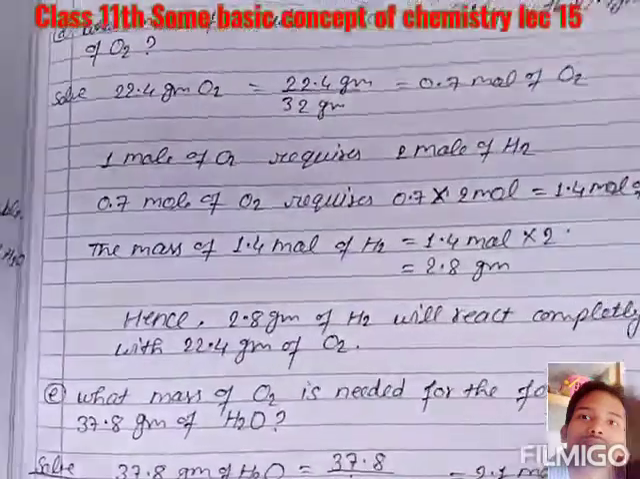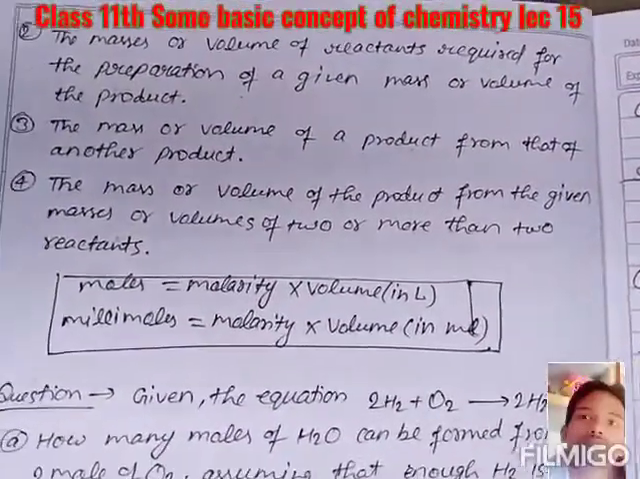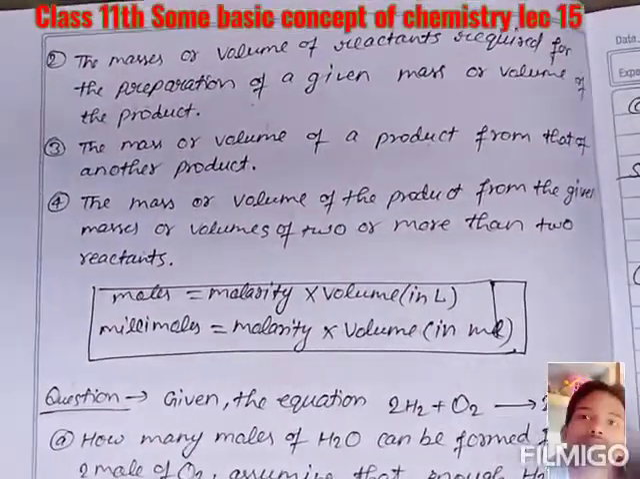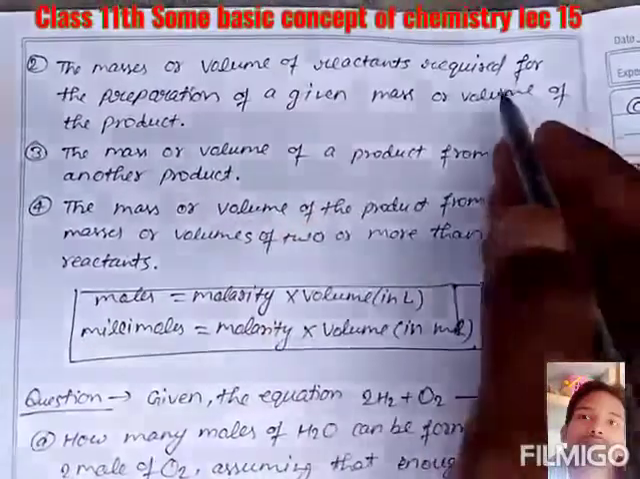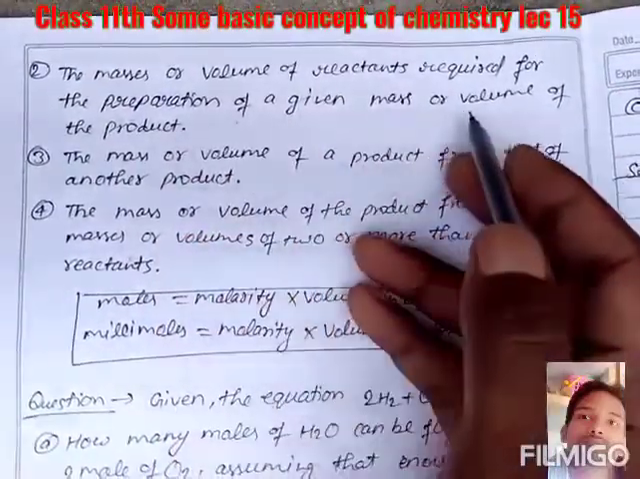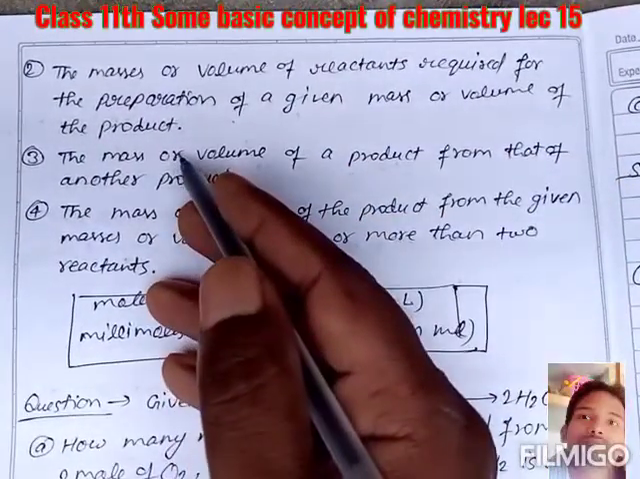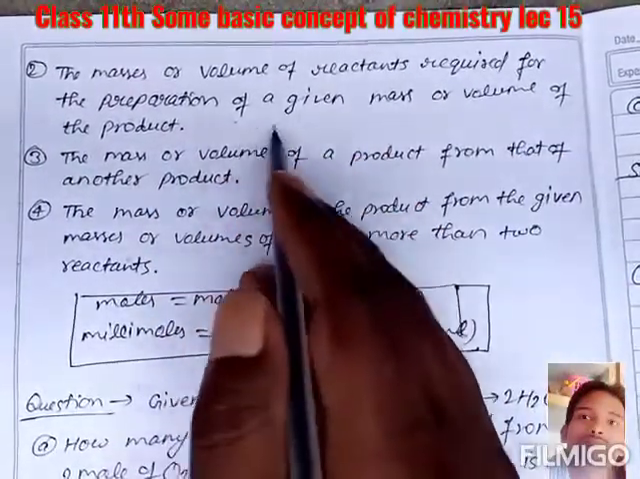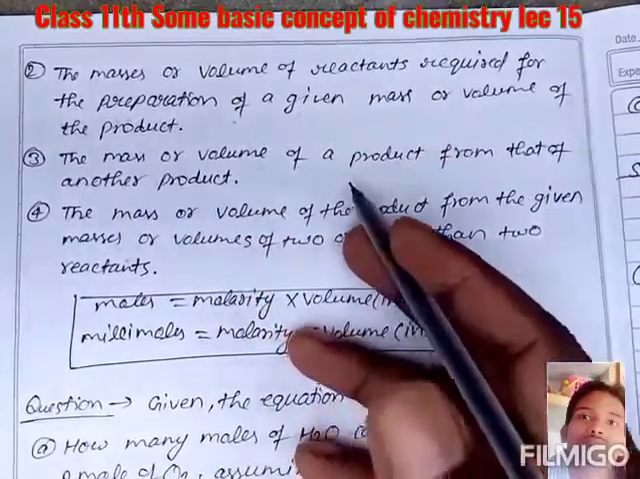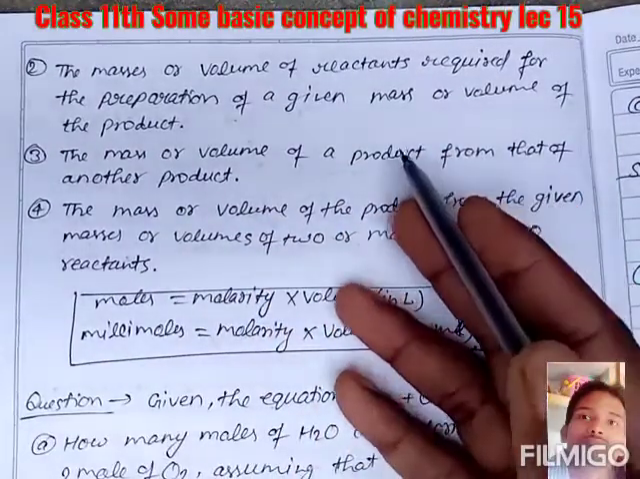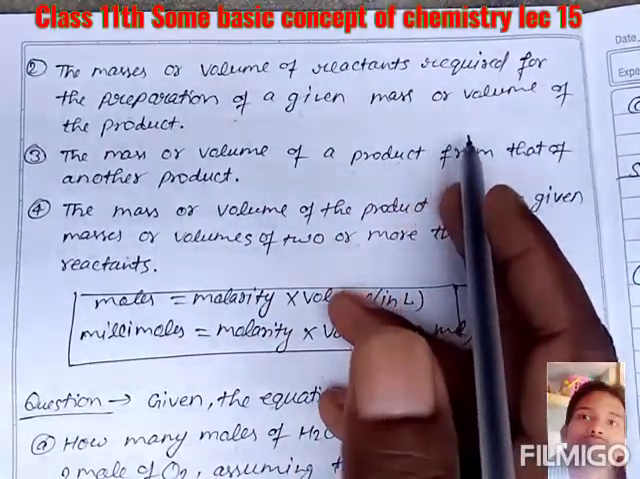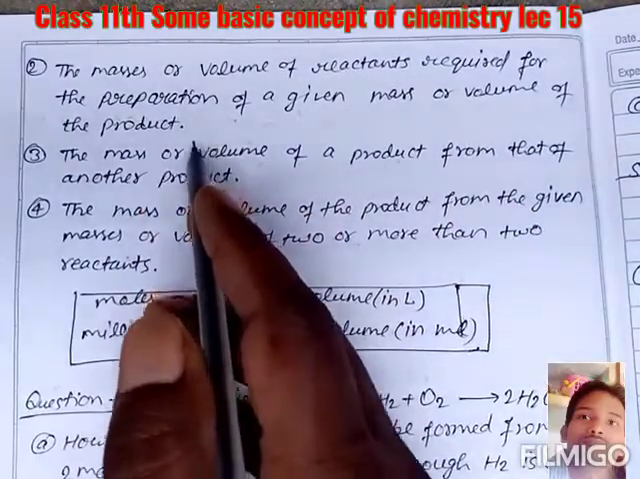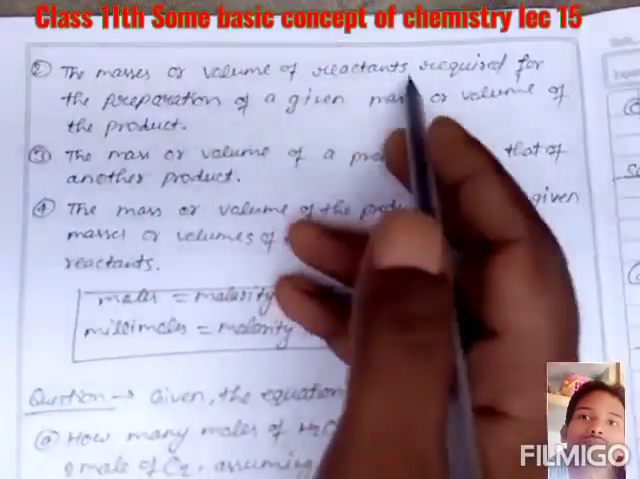Okay, so now students, another thing, number one, is the mass or volume of the reactant required for the preparation of a given mass or volume of the product. So the mass or volume of reactant required for the preparation of a given mass or volume, the same amount of the mass and the volume for achieving your product.